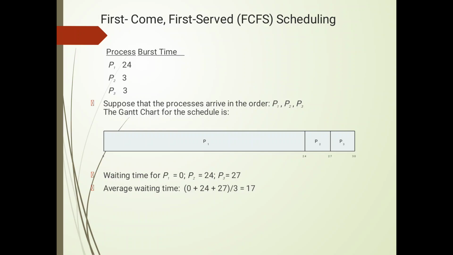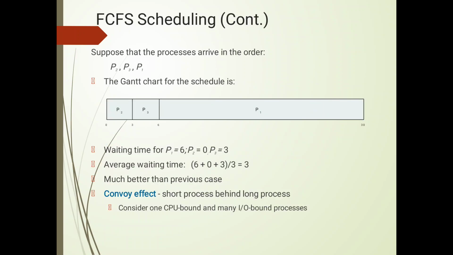The Gantt chart for the schedule is: first P1 is executed, with burst time 24. After that P2 is executed, then P3 is executed. So the execution is done in order of arrival. The waiting time for P1 is 0, for P2 is 24, and for P3 is 27. The average waiting time is 17.